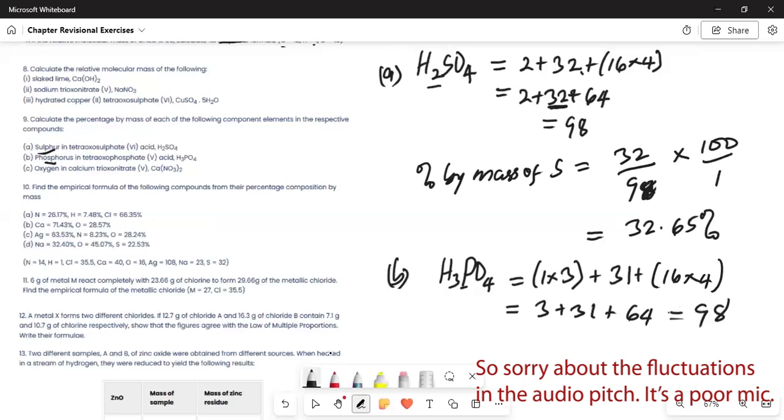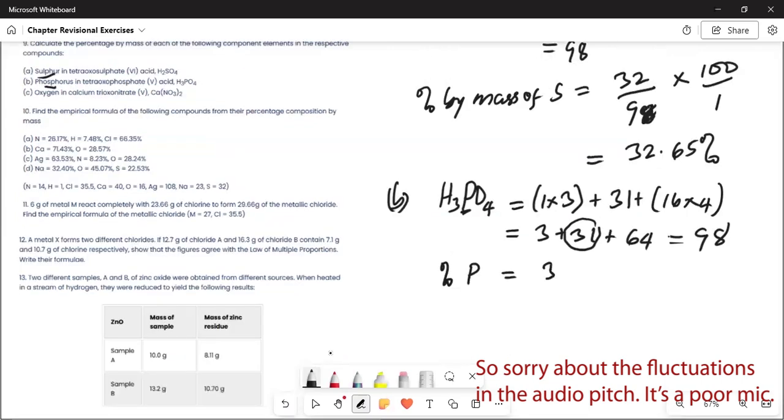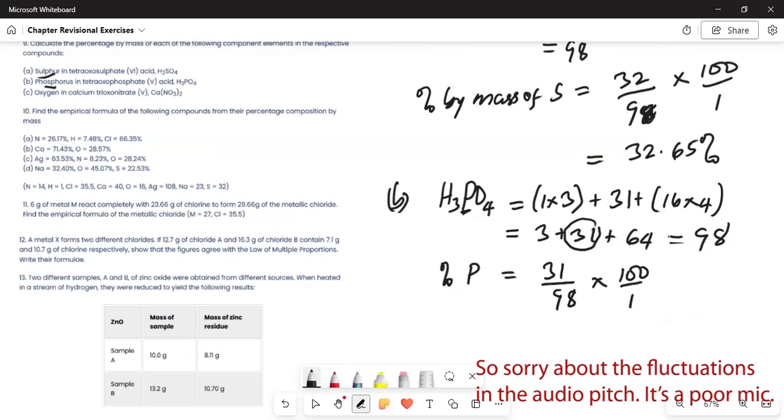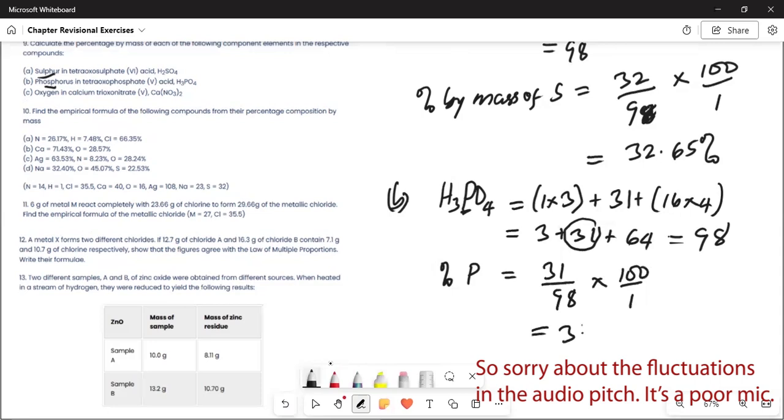A percentage by mass of phosphorus will be, in this 98, what is the mass of phosphorus in there? 31, because you have only one atom of phosphorus. So 31 divided by 98 times 100 over 1. 31 by 98 is 0.3163, then multiply by 100, that is 31.63%. Then question C, percentage by mass of oxygen in calcium trioxonitrate 5.